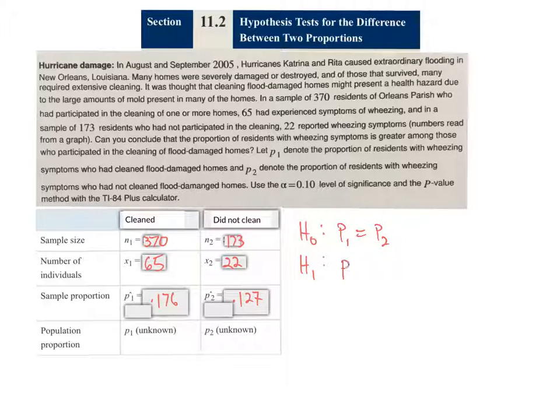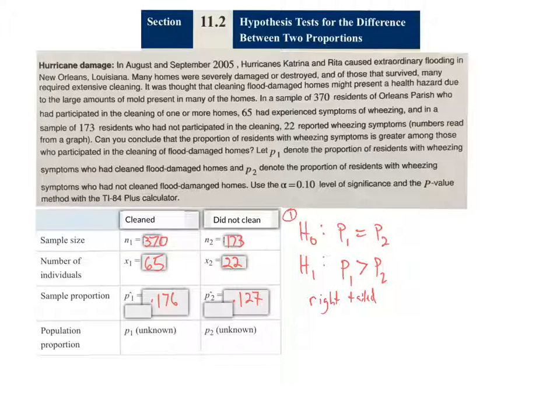But for our alternate hypothesis, what we're trying to conclude is that the group that cleaned had a greater proportion of wheezing problems compared to those that did not clean. So this first step, in my opinion, is the most important. And here we can see we have a right-tailed test. We would use that right tail if you're going to use the critical value approach.